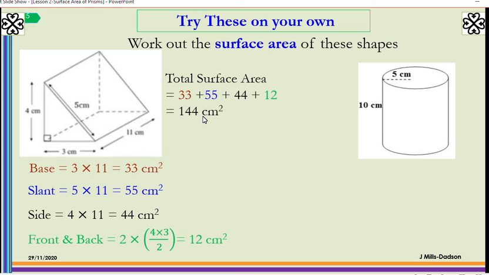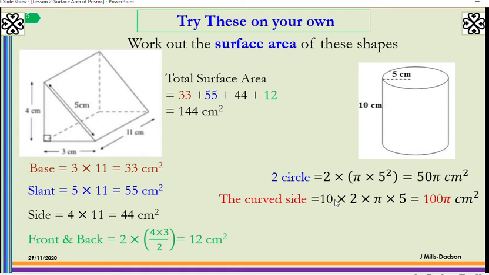Let's check the cylinder. The 2 circles, pi times 5 squared times 2, 50 pi cm squared. Now, 2 pi r is the circumference. 2 times pi times 5, then times the height of 10. 10 times 2 times pi times 5. Remember, this is the circumference, this is the height. Gives us 100 pi. Together makes 150 pi cm squared.